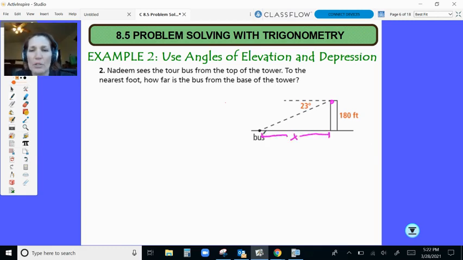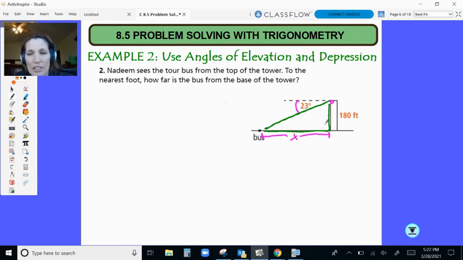Okay. So it's important to know what's being asked, what's given to you. We do not want to use this angle right here because this is not part of my right triangle. That's very important to make sure you understand when you're setting these problems up. This is my right triangle. I need to know an angle in that right triangle.